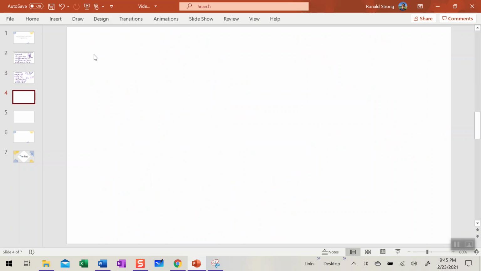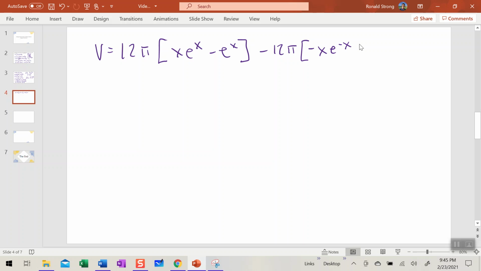So we'll actually put all those together. So the volume was equal to 12 pi, and so we had x e to the x minus e to the x, and we had then minus 12 pi negative x e to the negative x minus e to the negative x. So that's kind of putting the whole thing together. And of course, we could factor out the minus 12 pi there as well. Okay, now we are evaluating all of this from 0 to 1.